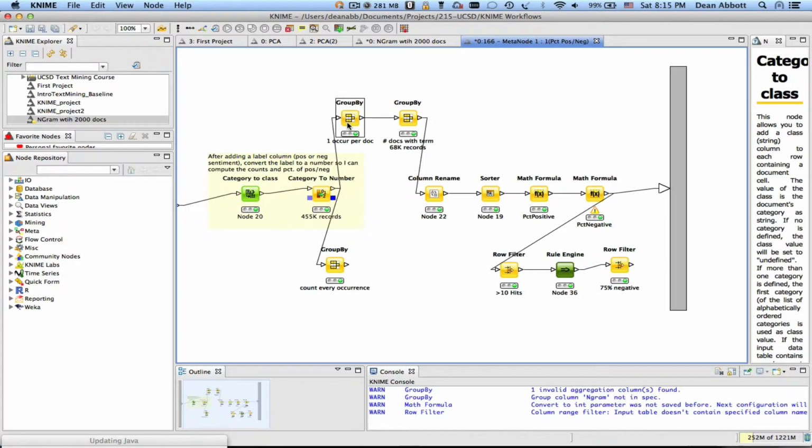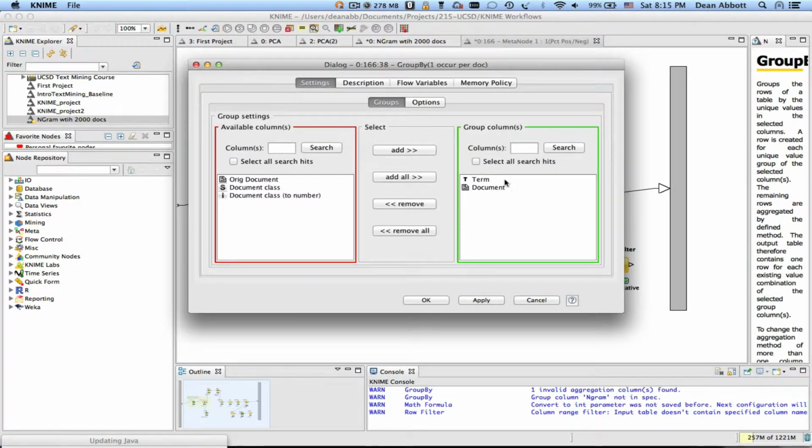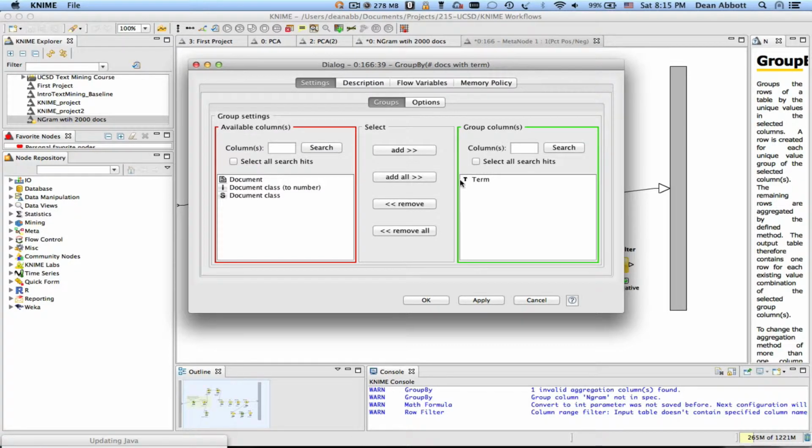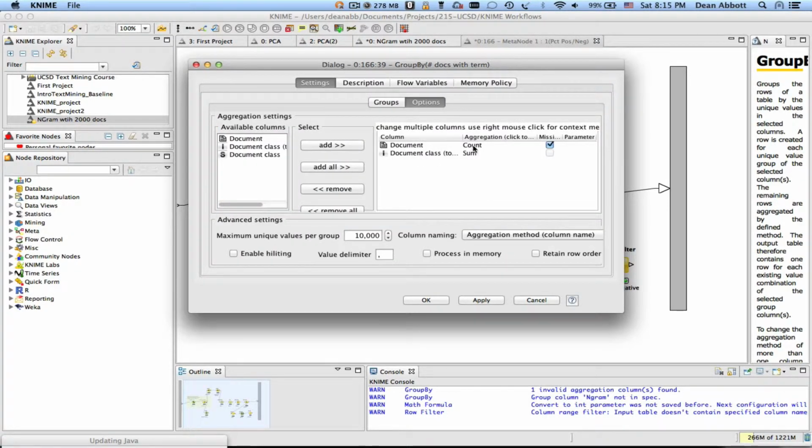So the first group by here is grouping by term and document, which should be the case already. We should have exactly one term per document, but just to make sure that was the case, I did this first. So we'll have one term per document at this stage. Then in the second group by, I'm grouping by term, and I'm going to count how many documents I have for the term, how many times a term applies. So that's literally just a document count.